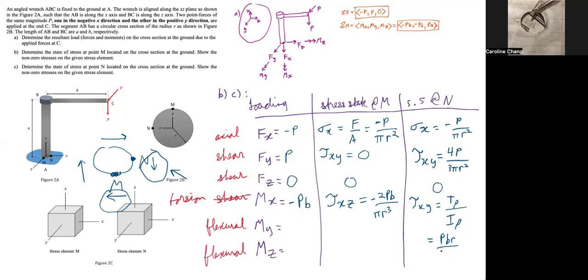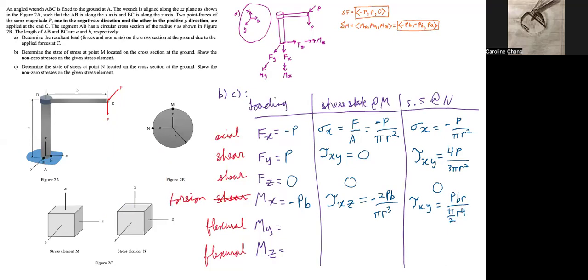So the polar moment of inertia again is given by pi over 2 r to the power of 4. And we can simply leave it in this format if we don't want to simplify. It's totally fine. So now we have to consider the flexural stresses. The moment around the y-axis is going to bend the beam this way, and the moment around the y is given by, again, negative PB.